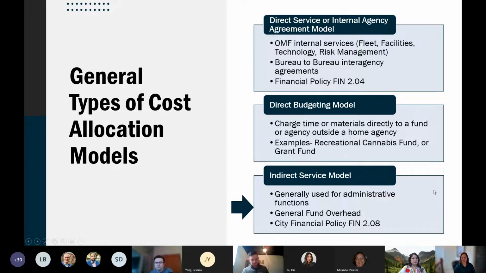So these next few slides aren't going to talk about either of these things. They are going to talk about the indirect service model that is used for general fund overhead. And is, again, like we said, highlighted in Financial Policy 2.08. So it is an indirect service model.